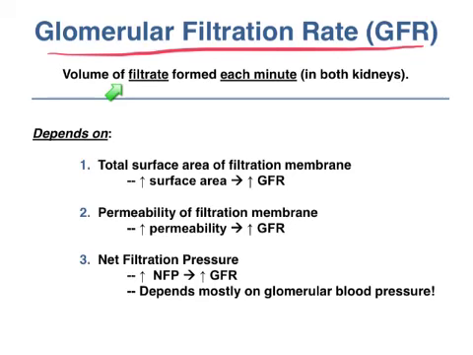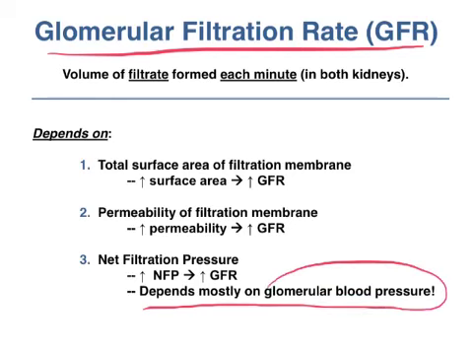So the glomerular filtration rate depends on the net filtration pressure, as I mentioned. If filtration pressure goes up, and remember I mean that balance between blood pressure in the glomerulus and osmotic pressure and capsular hydrostatic pressure, if net filtration pressure goes up, the glomerular filtration rate goes up. And the primary determinant of net filtration pressure is glomerular blood pressure.